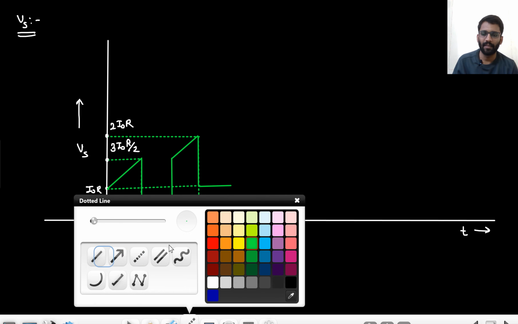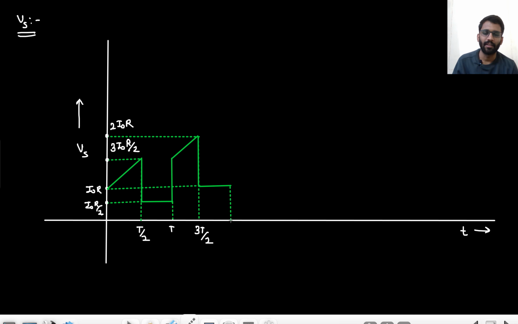Okay, so in the exam, they can ask you questions like: what will be your Vs voltage at t equals 3t by 2? Or 3t by 2 plus? They can ask what the Vs voltage is at 3t by 2 plus, that is I naught R. Okay, sorry, I naught R, not V naught R, I naught R. So this cycle keeps on going.